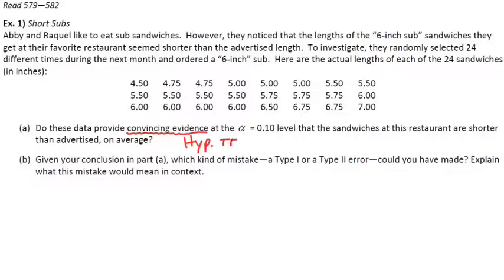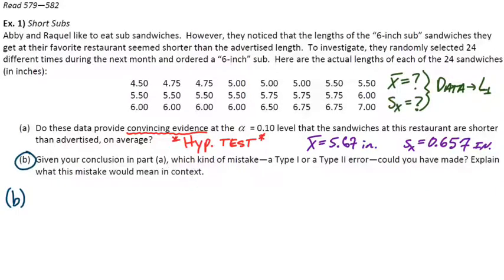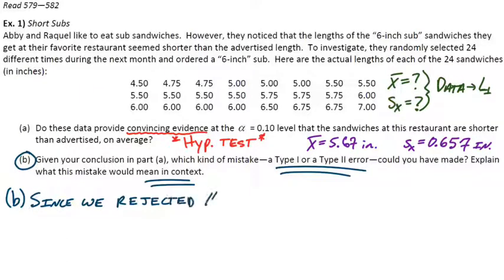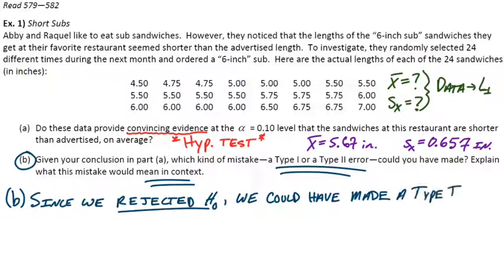All right, let's get to part B, the last part here. It says, given your conclusion in part A, which kind of mistake, a type 1 or a type 2 error, could you have made? And explain what this mistake would mean in context. Well, we rejected the null hypothesis, right? So since we rejected, there's only one of these that we could have made. Remember, type 2 is failed to reject, and we didn't fail to reject here. So we definitely would fall into the type 1 category, right? So since we rejected the null, we run the risk of having made a type 1 error. I'm not necessarily saying that we made one, but the risk is there.